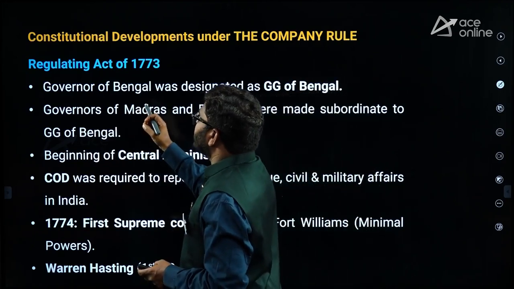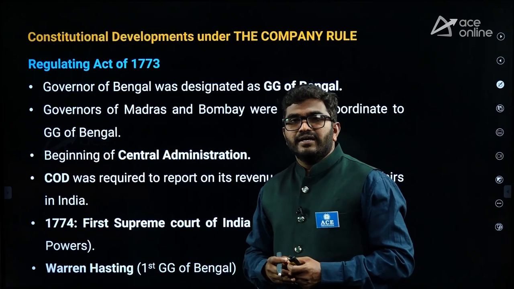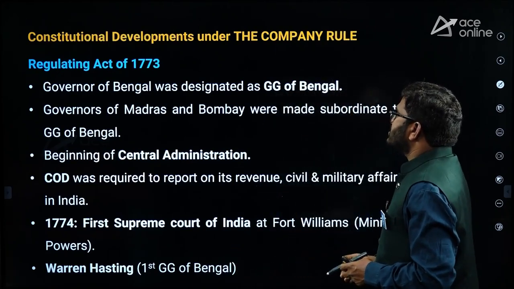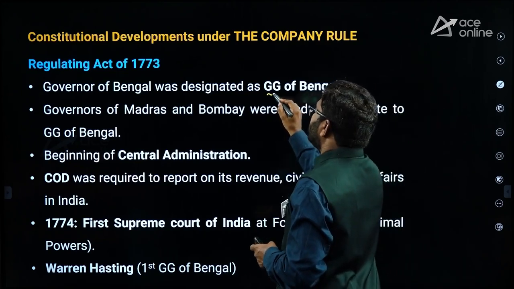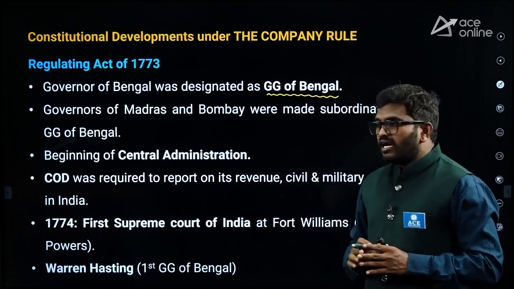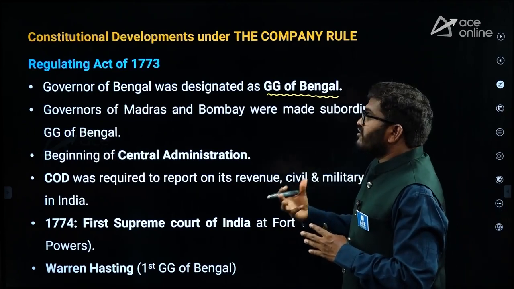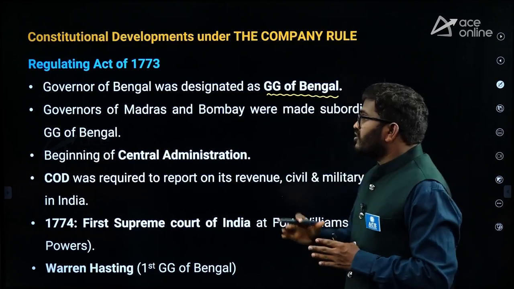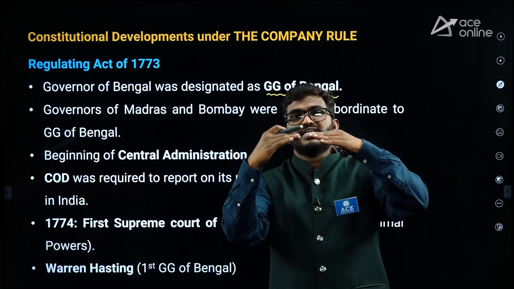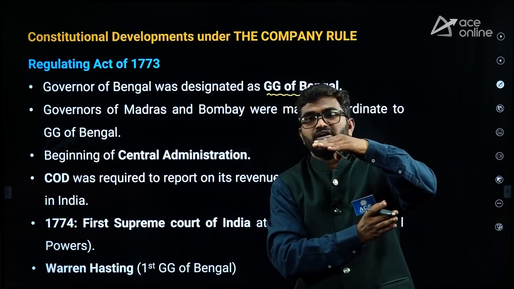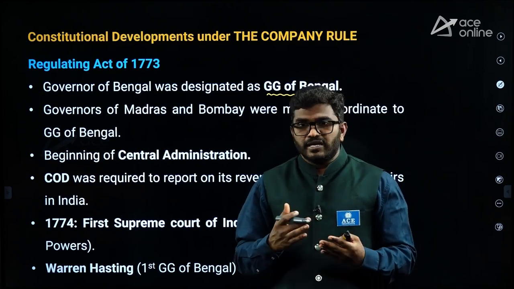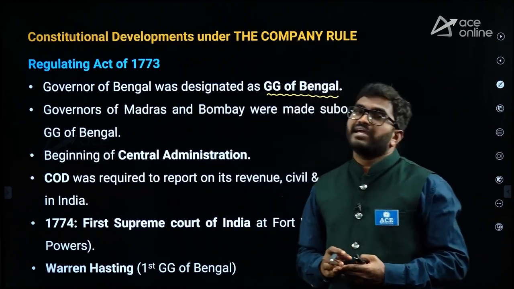First one, Regulating Act of 1773. The Governor of Bengal was designated as Governor General of Bengal. Remember, before this act, generally the Governor of Bengal was there. Then after this act, the Governor General of Bengal and Governor of Madras and Bombay were made subordinate under the Governor General of Bengal. So the Governor General of Bengal is on top and the subordinates are the Governor of Bombay and Governor of Madras. They are subordinates, means they are reporting to the Governor General of Bengal.